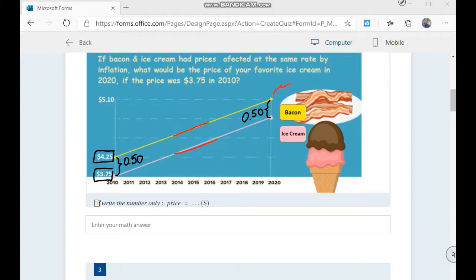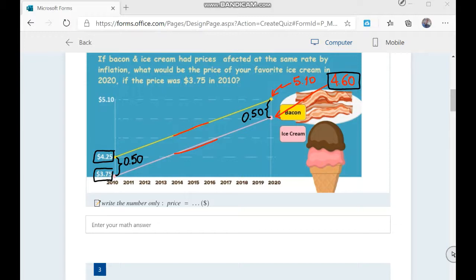But this point is where the price is 5.10. To find this point underneath, you just need to subtract 50 cents from 5.10. So 5.10 minus 50 cents is 4.60. And this is the right answer. See, this is an easy way to find out.